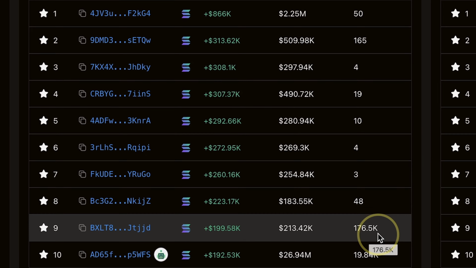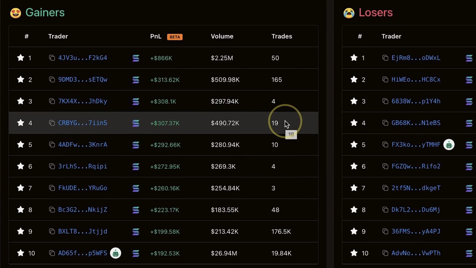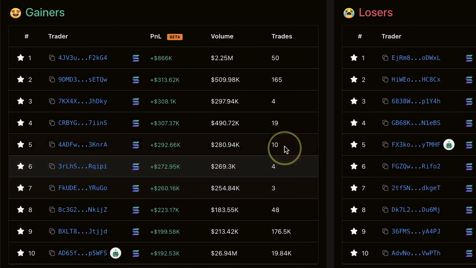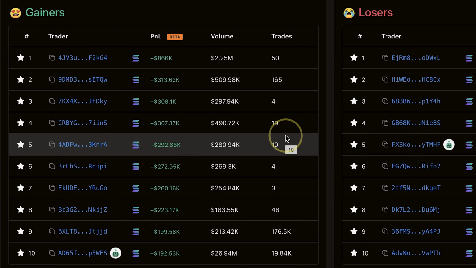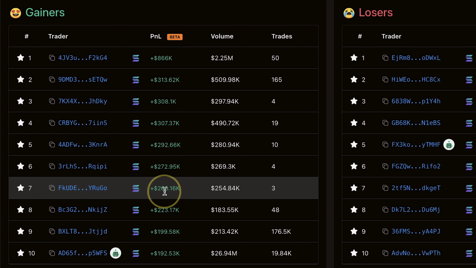So I'm looking for wallets with few transactions. Like you can see this one, 3, 4, 10. These are reasonable. Okay, 19 could be reasonable for the day, but 50 for me is high. 165 is high. I'm just looking for a wallet like this. So you can see the PNL of this wallet as well, what they have made and the transaction volume.